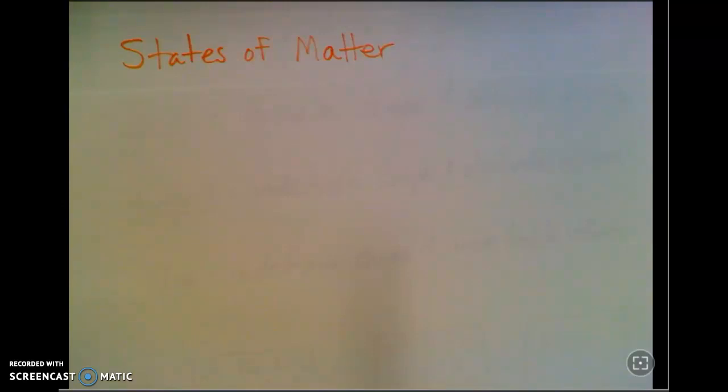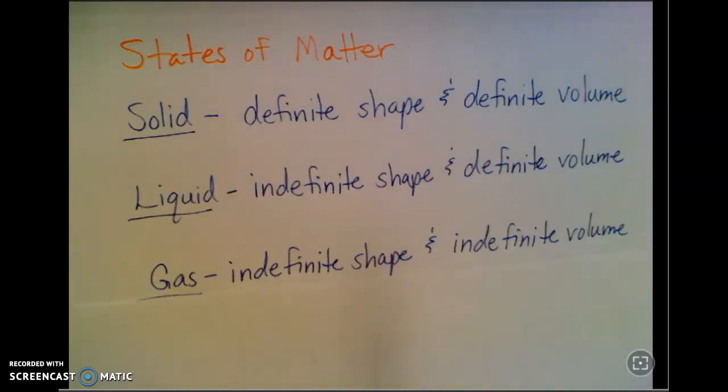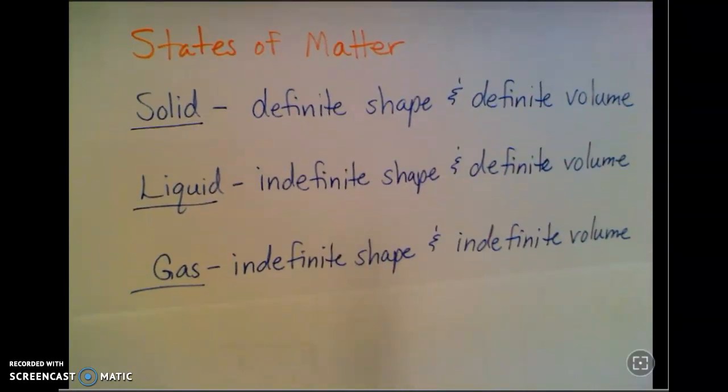And so we also can talk about matter in different forms. And I know that you know this. I know you're familiar with the states of matter. And this is probably how you learned about states of matter. You probably learned these definitions. So a solid has a definite shape and definite volume. And so, think about something that you are familiar with that's a solid. It doesn't change shape unless you do something to it. It holds its own shape and it takes up a certain amount of space that doesn't change.